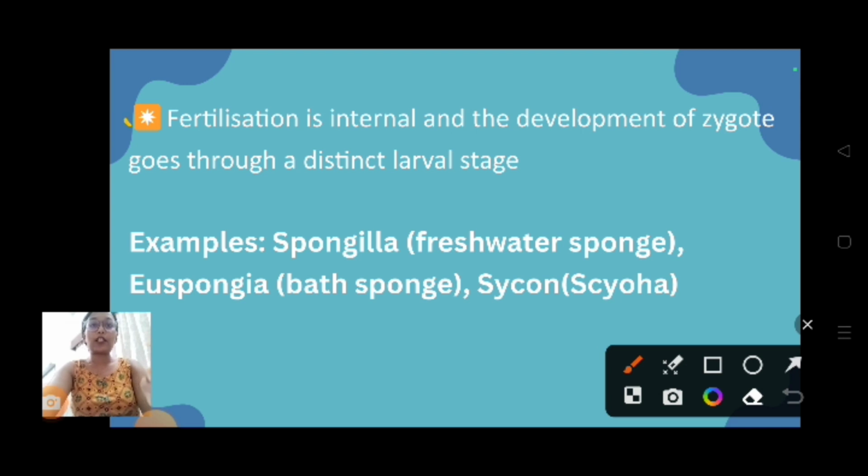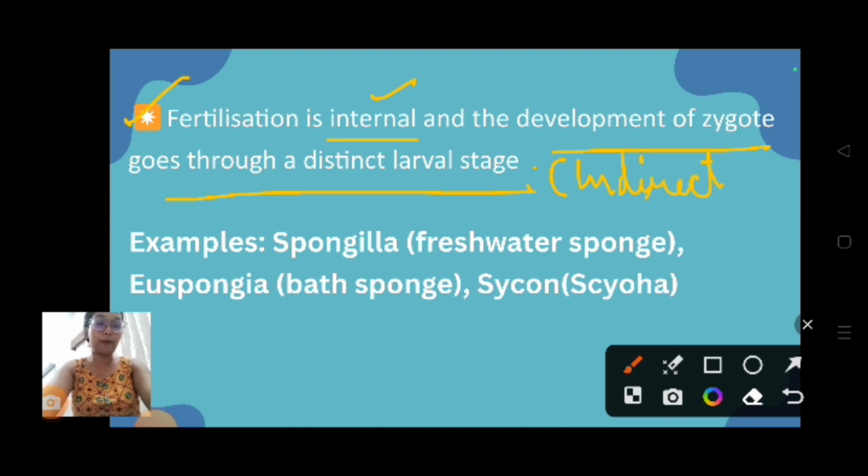Moving on to the next slide, it talks about fertilization. Fertilization is internal, so there is a fusion of sperm and ova internally, and development of the zygote goes through a distinct larval stage. The development is indirect. There is no direct development because they have some larval stage in between. Is it clear? So the characteristic features are completed.